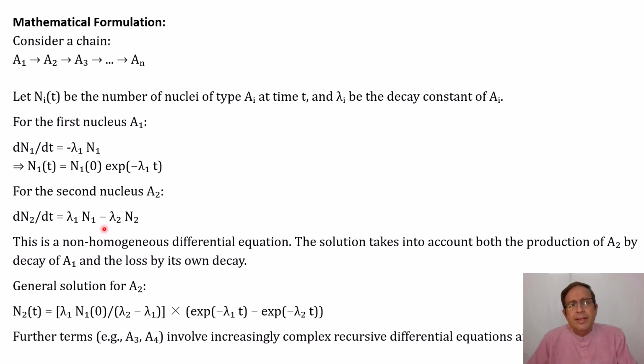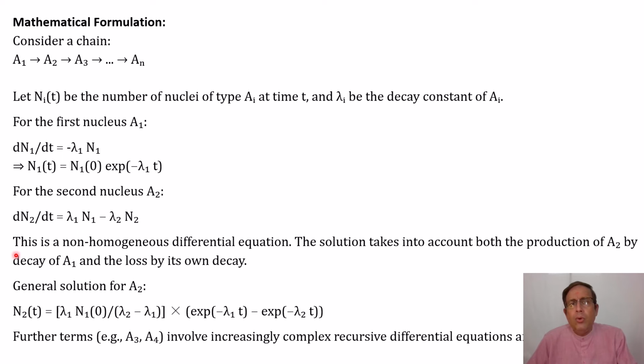And minus lambda 2 N2 tells us the decay of A2 to A3, which is dependent upon the decay constant of A2, lambda 2. So this is a simple equation with two terms. The first term tells us the formation of A2 from A1 and the second term tells us the decay of A2 to A3, and now dN2 by dt is given by this equation.